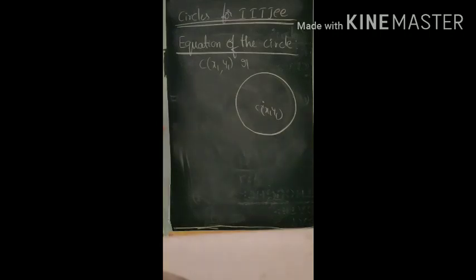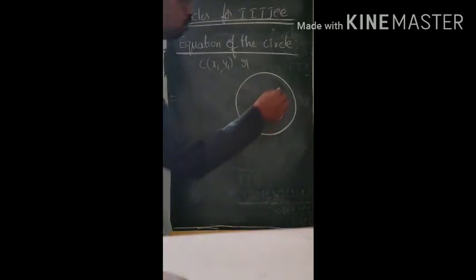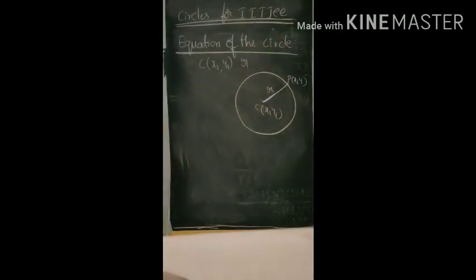As we discussed, the radius is the distance between the fixed point and any point in the locus, that means any point on the boundary of the circle. So if we take any point P (x, y), the distance between the center and P on the circle is called the radius, as we know. So CP, the distance between C and P, is equal to r.